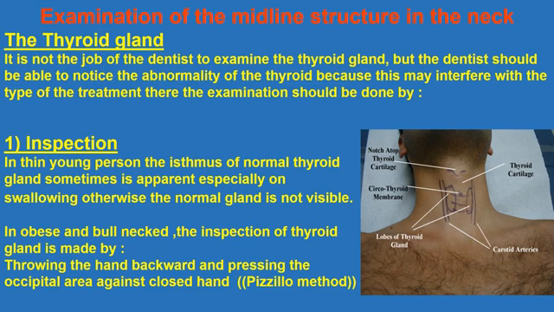So there is a method called the Buccal method that we use for the obese patient. We ask the patient to throw the hands backward and ask him to press his head backward on his hands in this area. In this case, the midline of the neck will be exposed and prominent to see any abnormality in this thyroid gland.